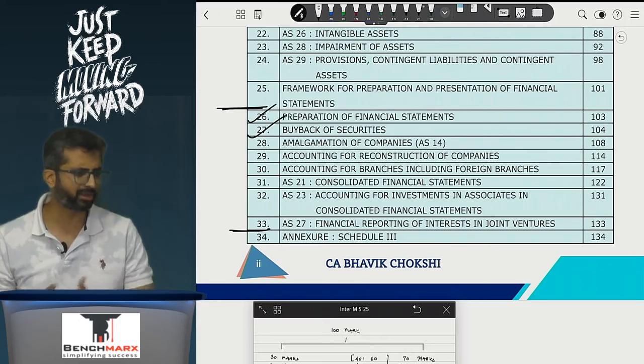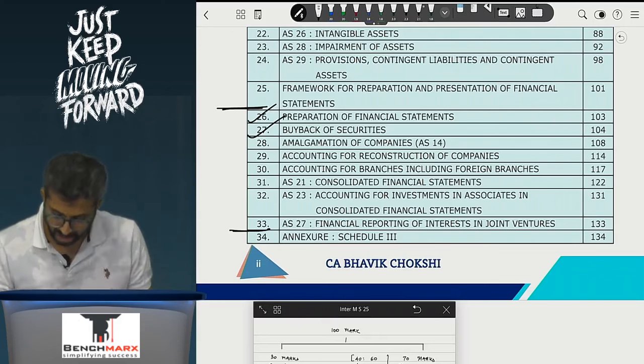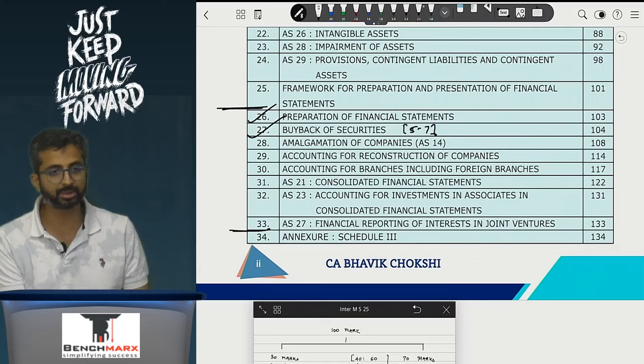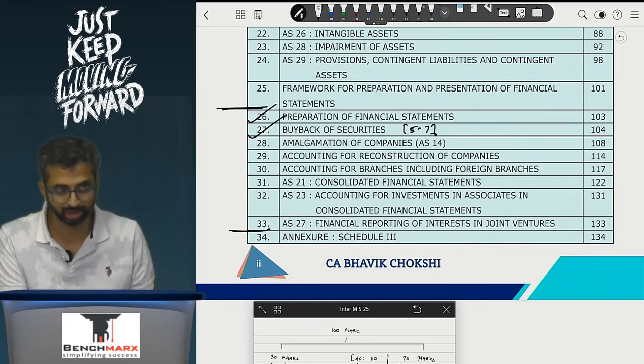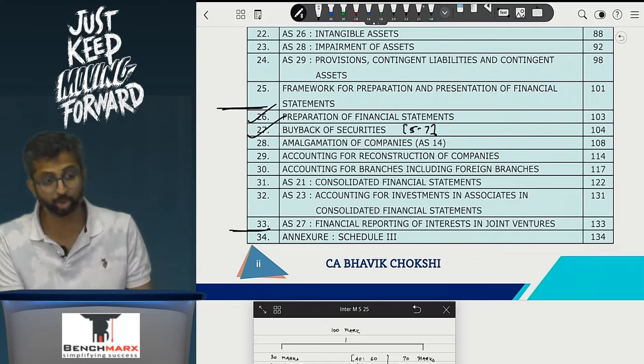Maybe in law you might have touched upon a bit of buyback, but over here this is a much more scoring chapter. If it comes, on average your exam weightage should be around 5 to 7 marks. That too, it will not come in every attempt. For example, May 24 it had not come. It's not as important, it's not almost certain.